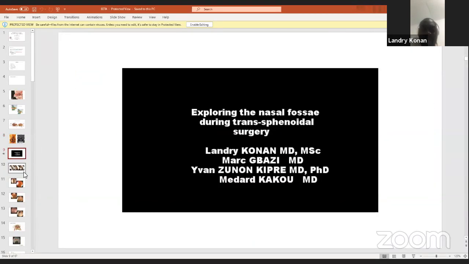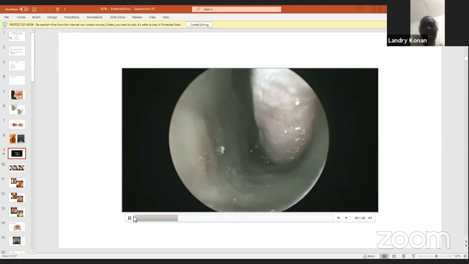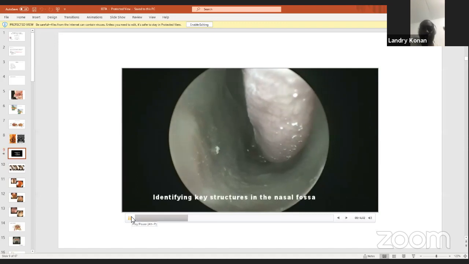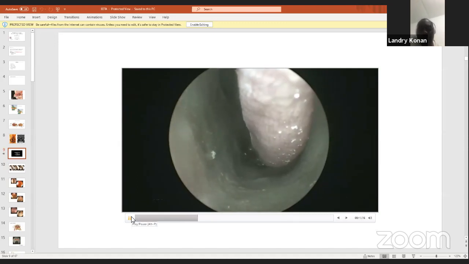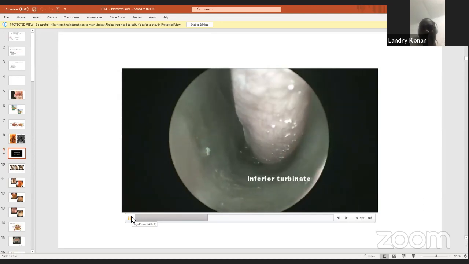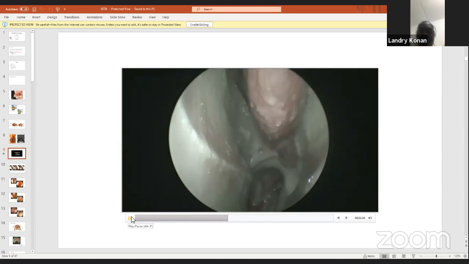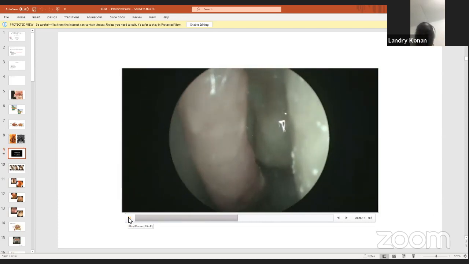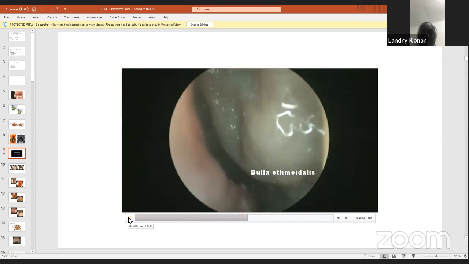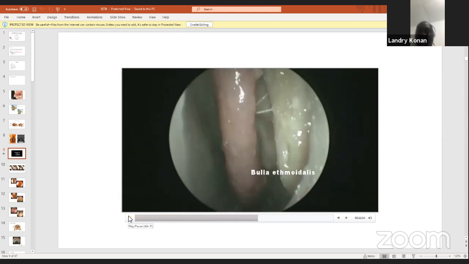So that was a short video to help you identify the inferior turbinate, middle turbinate, and bulla ethmoidalis. The video is playing now. This is a short video that we did in our anatomy lab. When you get your endoscope, go down, and you will find the floor, and you find the floor laterally. Here is the left nostril. You see the nasal septum on the left, and if you go forward and upward, you will see the middle turbinate, and laterally, you have the bulla ethmoidalis.